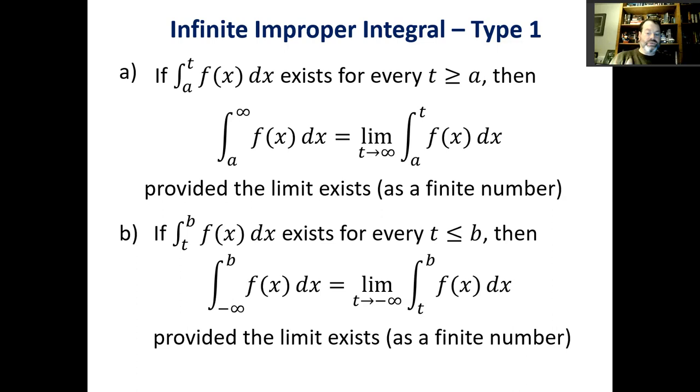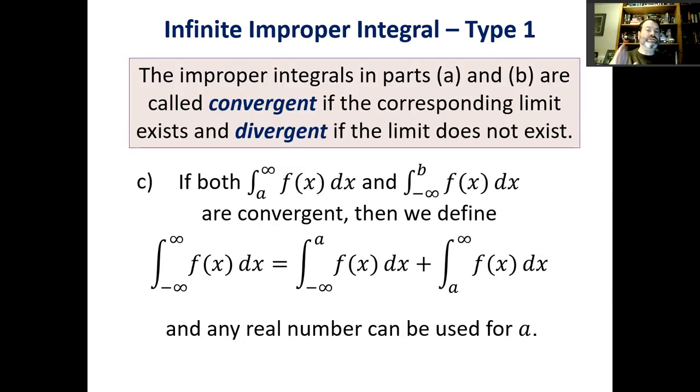Now there is a special rule that we're going to see on the next slide. If the limits do not exist as real numbers, then this is where we talk about the special name. The improper integrals in the first two parts we saw in the previous slide are called convergent if the limit exists, and divergent if the limit does not exist.